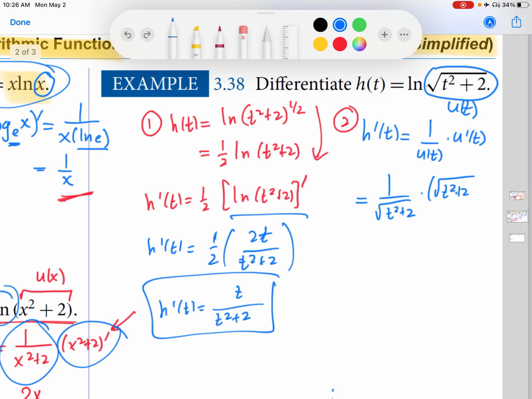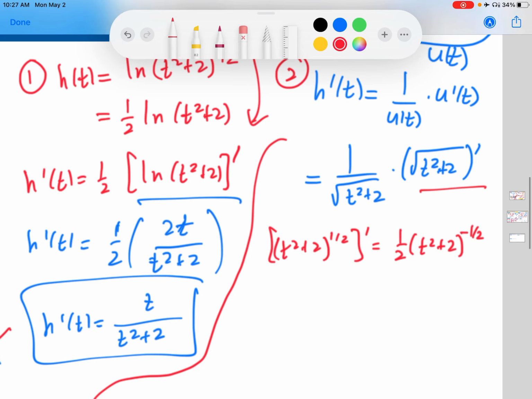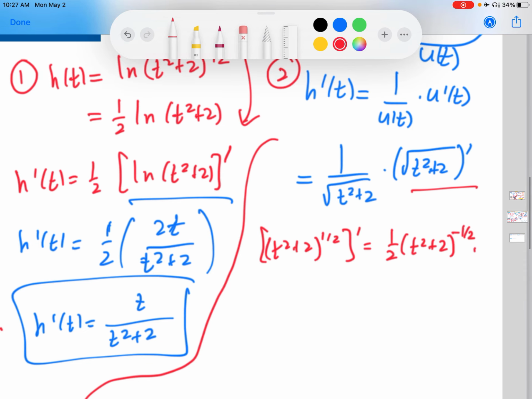You might be wondering, this looks significantly different from this answer over here. But we should have some faith in these theorems that they are in fact true. And we'll see in a minute that things will simplify to the same answer. Okay, so how do I calculate this derivative? Well, I'm going to give myself a little bit more space for this. This is the derivative of t squared plus 2 to the 1/2. So we're going to use the chain rule here. So I pull down the 1/2, evaluate it at the inner function to the negative 1/2, and then multiply it by the derivative of the inner function, which is 2t.